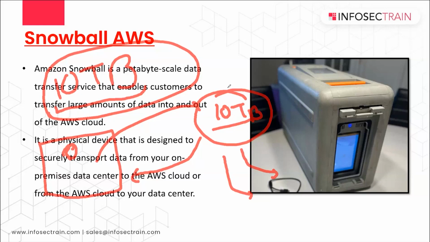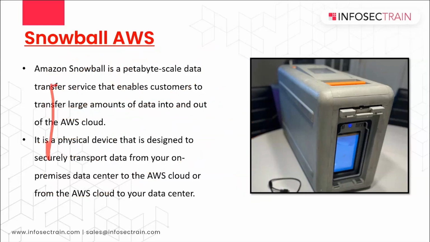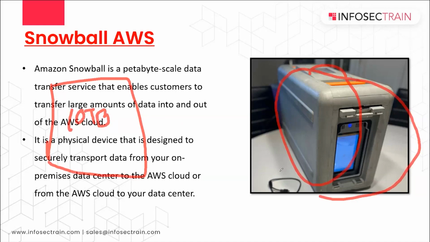Definitely a lot of time it will take, and as the size of the data increases, the time duration will also increase. So to resolve this kind of issue, AWS came up with something called the AWS Snowball. What really happens in the AWS Snowball? Let me tell you. This is your PC or a server which has 10 TB of data. You call AWS, and AWS will send you the Snowball. This particular device you are seeing in front of you is the AWS Snowball.